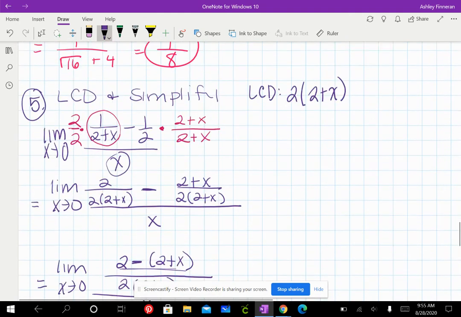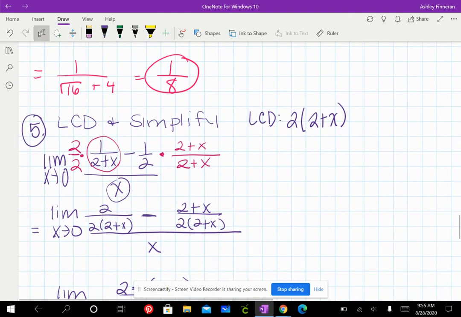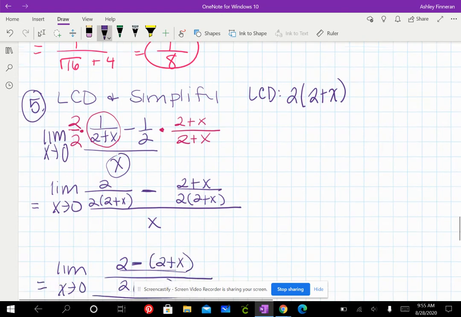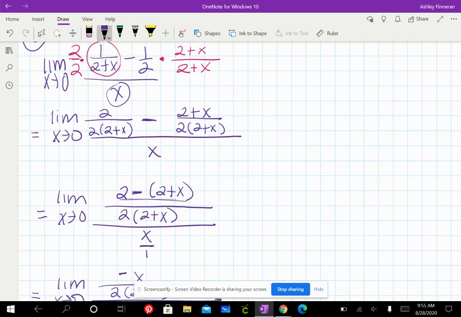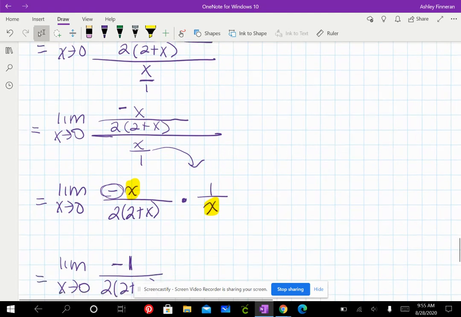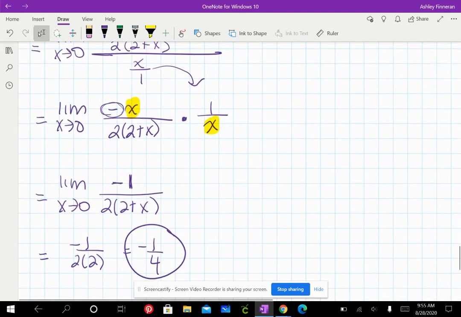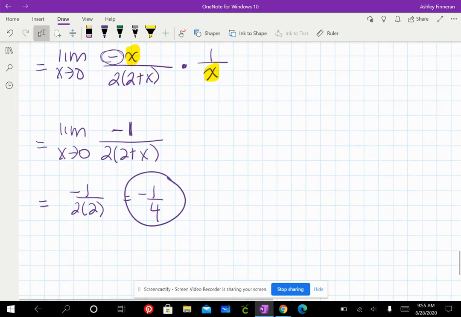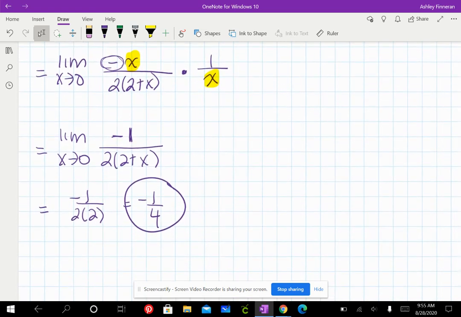So now to run through those steps again, we determined what our LCD was. We created the LCD with both fractions. We actually subtracted the fractions and cleaned them up. And then we cleaned up the division by multiplying by the reciprocal. We divided out the common factors, watching our signs, and then we used direct substitution.